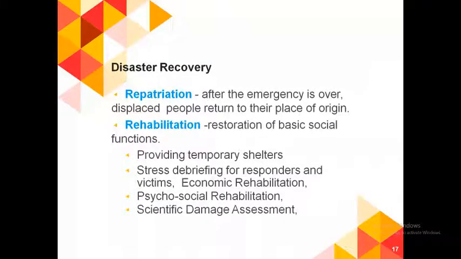Next one is disaster recovery, which includes repatriation and rehabilitation. Once the disaster is over, the displaced people return to the place of origin. It is called repatriation. Once the people has reached the place of origin, next step the rehabilitation begins. That is restoration of basic social functions. It includes providing temporary shelters, stress debriefing for the responders and victims, psychosocial rehabilitation, scientific damage assessment.